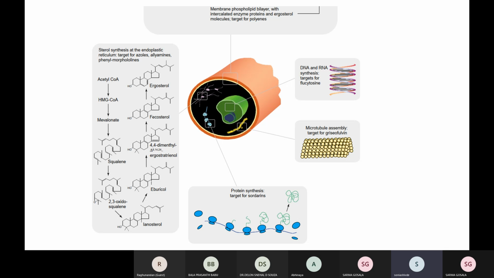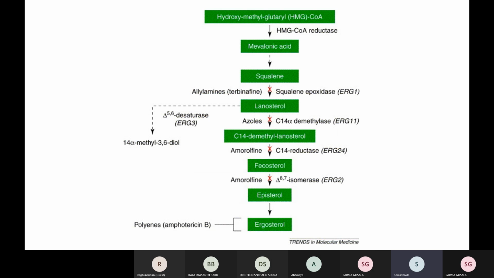So here you can see lanosterol. For lanosterol to enter into the steps of the pathway for the formation of ergosterol, it has to be 14 alpha demethylated. I'll come to the next slide to explain in detail. So from HMG reductase, further steps we can see here, and lanosterol. From lanosterol, the 14 alpha demethylation will take place to form C14 demethyl lanosterol, and this will further contribute to the formation of ergosterol.